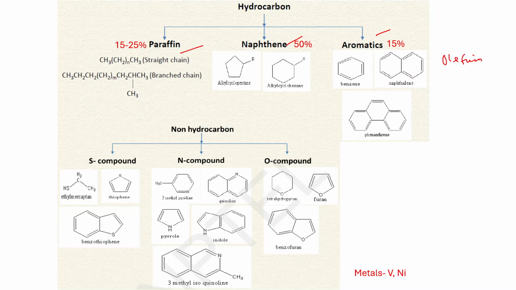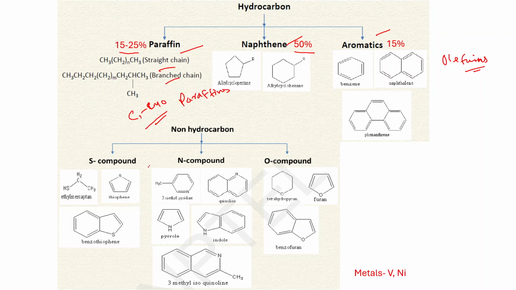Olefins are rarely present in crude oil. Paraffins are 50 to 25%. Basically, C1 to C40 chains of paraffins are present, both straight chain and branched chain paraffins. Then naphthenes are also present, which are cyclic saturated compounds, about 50%, and aromatics, which are cyclic compounds with double bonds, are also present in our crude oil.